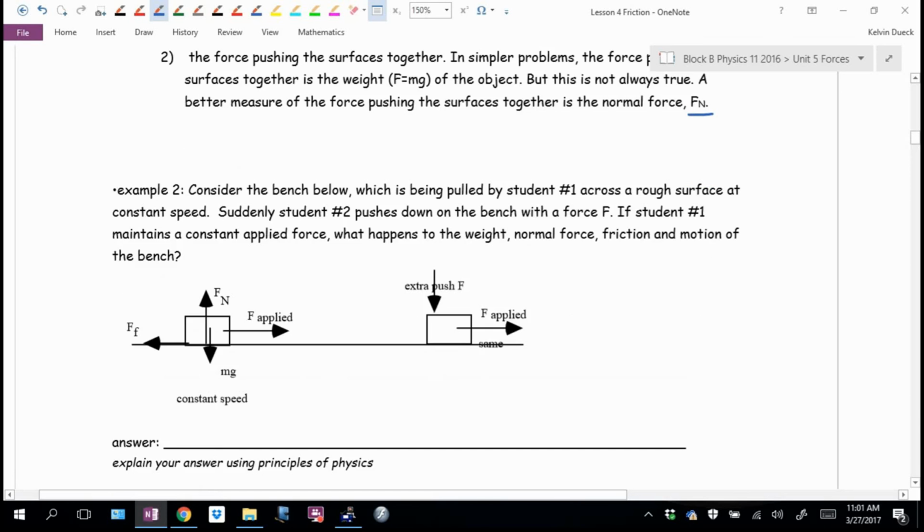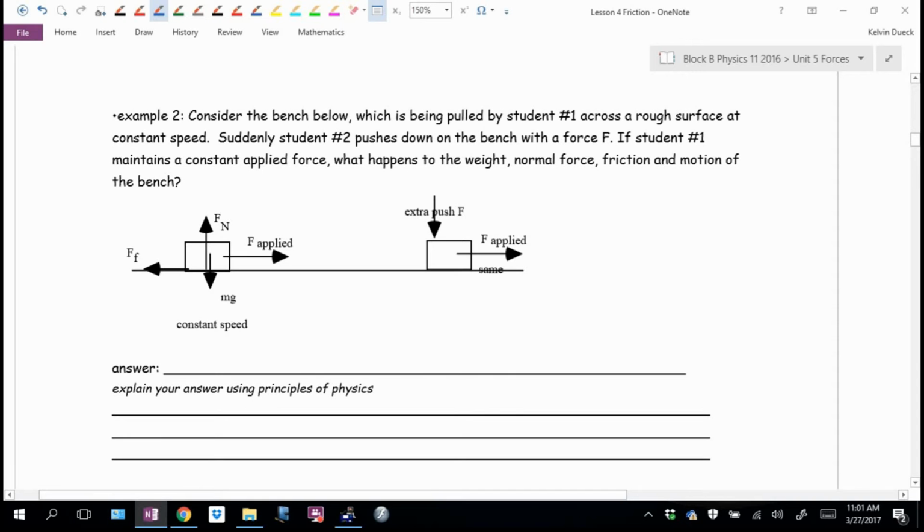So let's look at example 2. Here's a bench below. In fact, you know what? The benches in the gym, at the back of the gym, the ones that you slide around, let's do those, okay? So consider the bench below, which is being pulled by student number 1 across a rough surface. Rough surface means there's friction. That's my code. If I say ice, usually I mean no friction. At a constant speed, it means the forces are balanced.